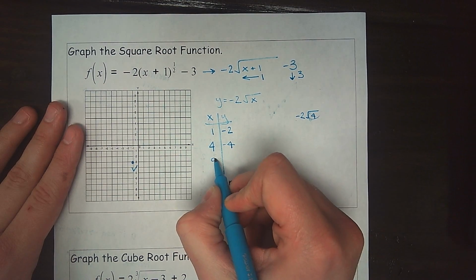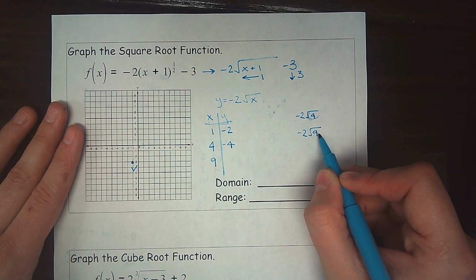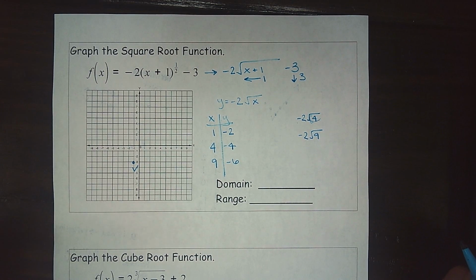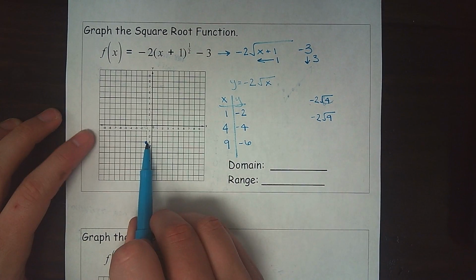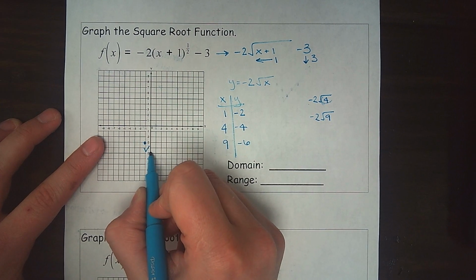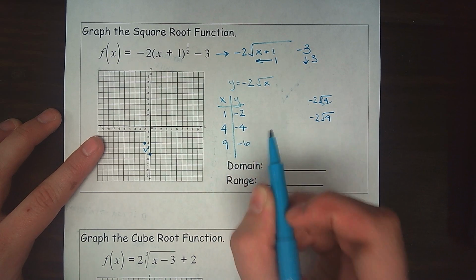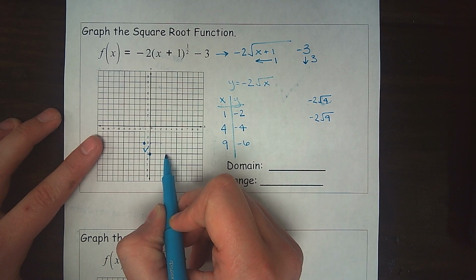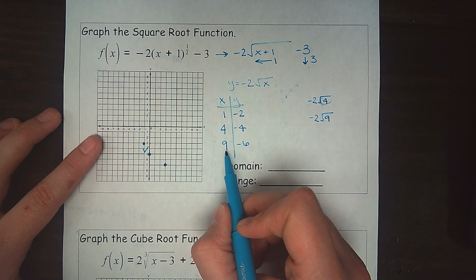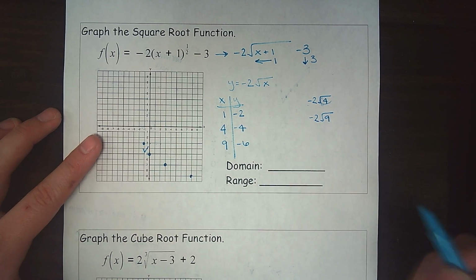Let's do one more. So square root of 9 is 3. 3 times negative 2 is going to give me a negative 6. All right. So again, from my vertex, this is telling me I need to go right 1 and down 2. This one is telling me I need to go right 4 and down 4. And notice I always started at my vertex. And then last one, I need to go right 9 and down 6, which I believe puts me right there.